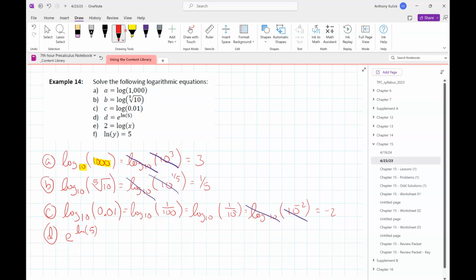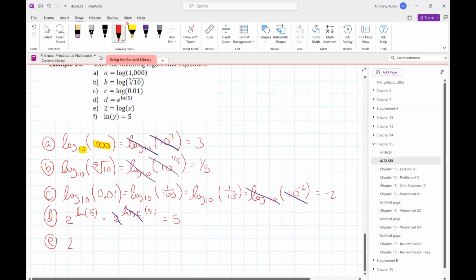In D, I have e to the ln 5. I recognize ln as log base e. And I know that exponent base e cancels with log base e. I just have 5. Woo! It's amazing, Mr. Kulak. I know.